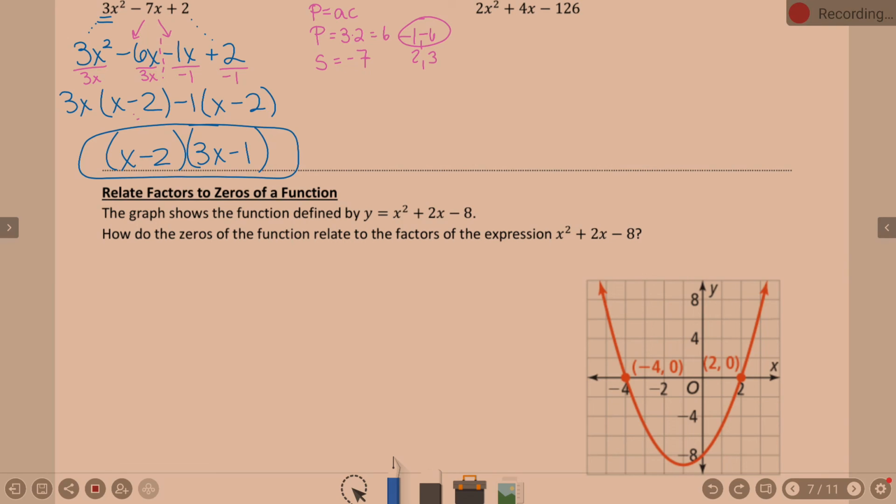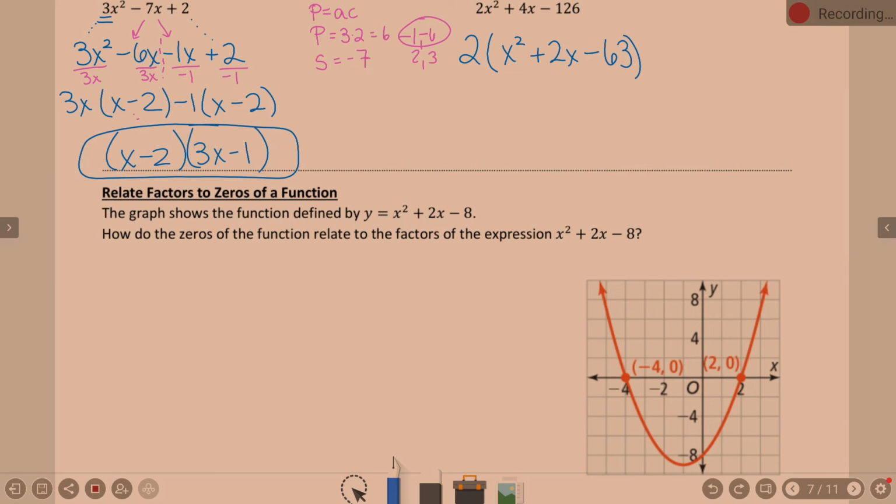What's your first question? Is there a GCF? Yes. That makes life nicer. What do they all divide by? 2. Aren't they all even? Yes. So if we're going to divide these all by 2, that means I'm going to put 2 out front. Divide them all by 2. 2x squared divided by 2 is x squared. 4x divided by 2 is 2x. Minus 126 divided by 2, minus 63.